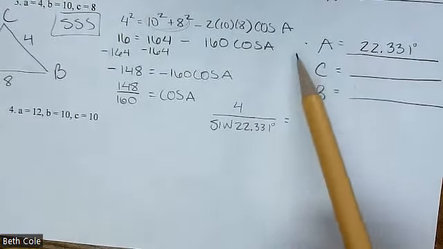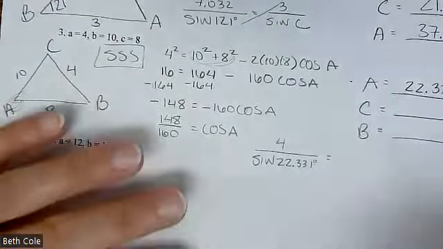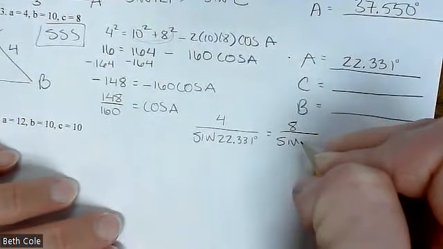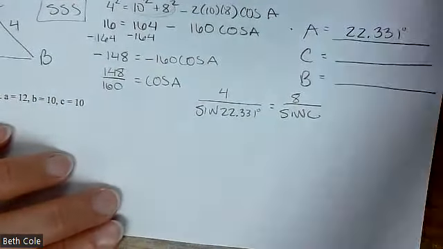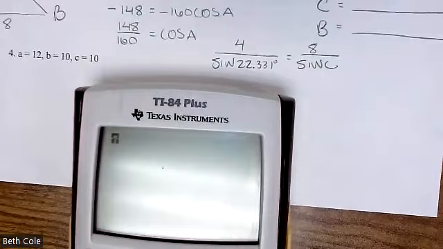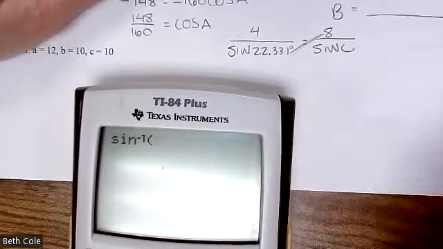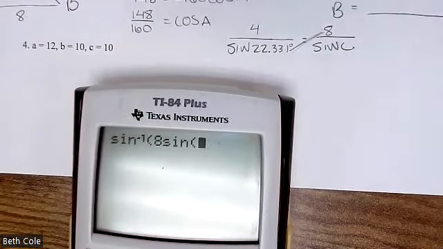What's the next one you're trying to find? C. So what was baby C? 8. So it'll be 8 over sine of C. So how am I going to type that one? Second sine, good. And then 8 sine of A, good, close parenthesis. Don't type 22 point blah, blah, blah. Use your copy and pasted version. Divided by 4. And that will give you your answer.